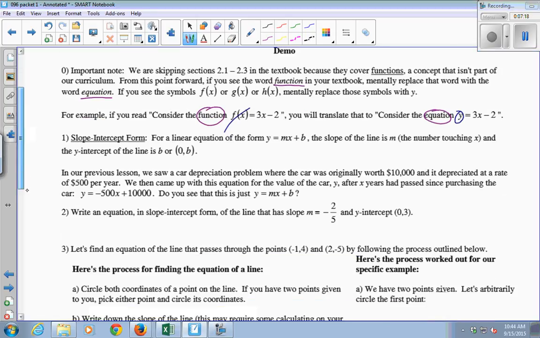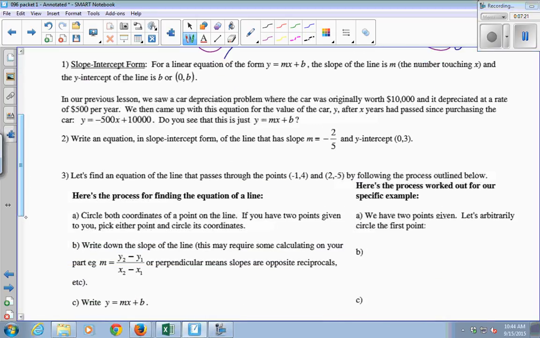Moving on, slope-intercept form of a line. For a linear equation of the form y = mx + b, the slope of the line is m, and b is the y-intercept, (0, b). It's the place where the line touches the y-axis.